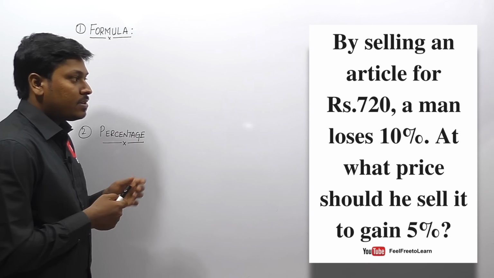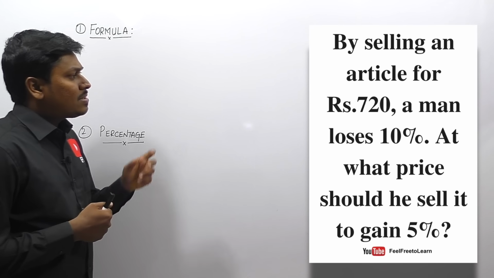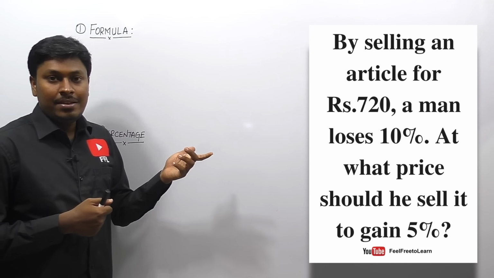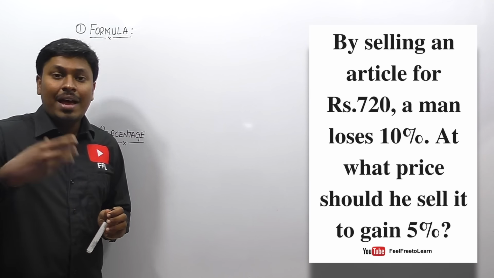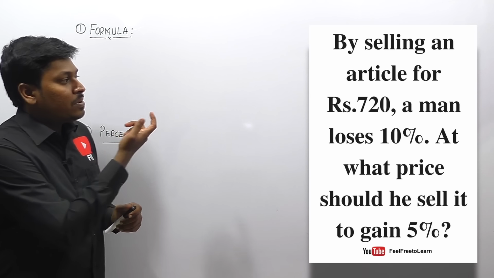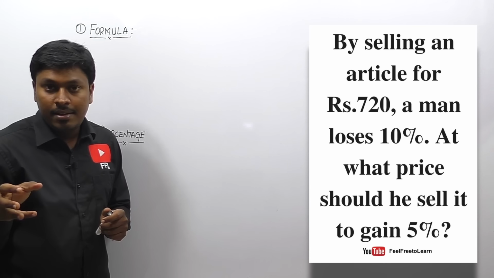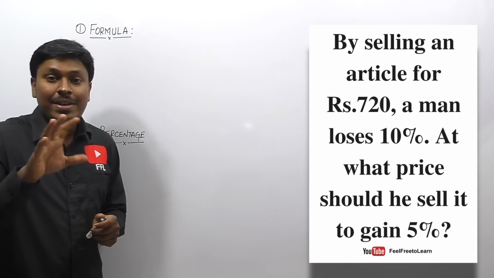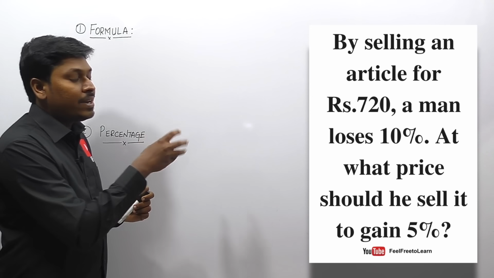Question number 8. By selling an article for rupees 720, a man loses 10%. At what price should he sell it for a gain of 5%? So friends, it's a simple question, but listen carefully. First of all, a man is selling an article for 720 rupees. After selling for 720, he found that it is a 10% loss. Now he decided to sell the same article for a 5% gain.